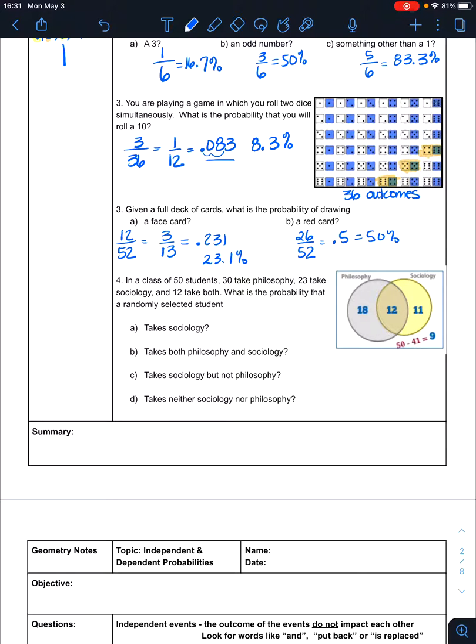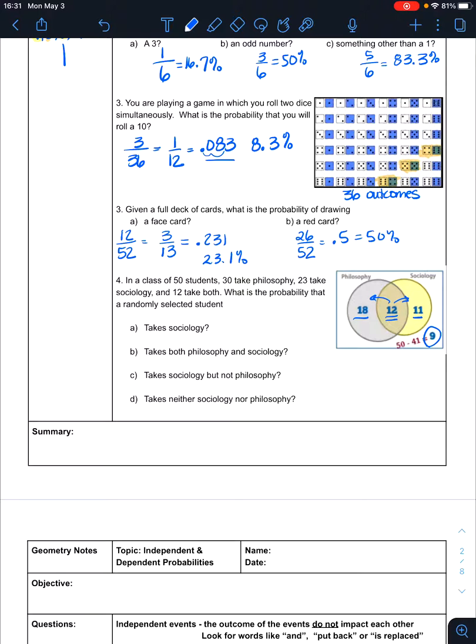So this is a Venn diagram. Let me just remind you how a Venn diagram works. The ones here and the 11, those are the people that are only taking sociology. The 18 are only taking philosophy. These 12 are taking both, they're taking sociology and philosophy. And then I have 9 down here that aren't taking either one. And there are 50 students in the class.